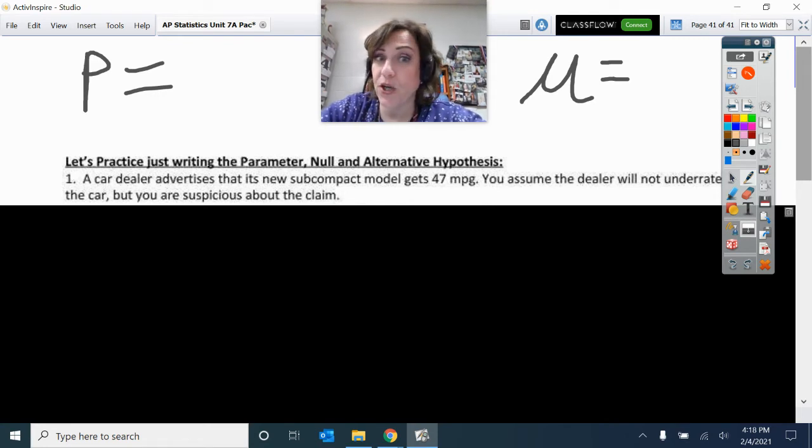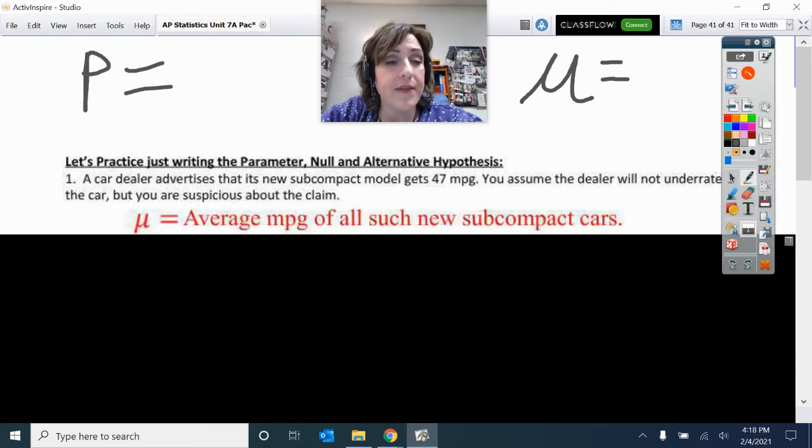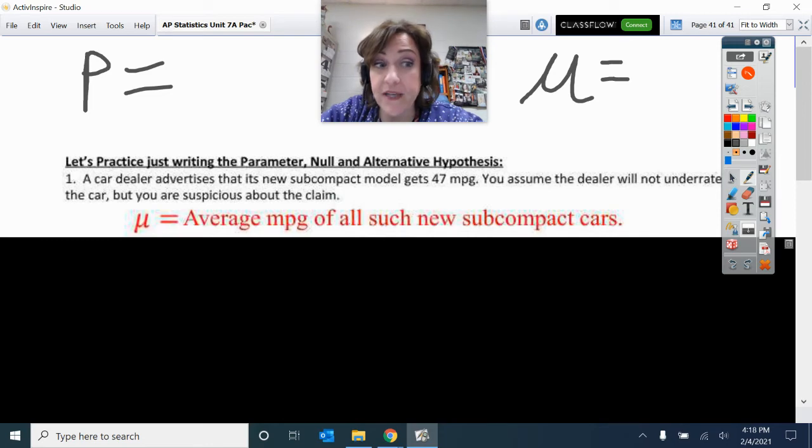It's about miles per gallon. Hopefully you can tell this is a mean problem because it's not a proportion. Proportions usually have a percentage. So I think it's a mean. Whenever we define our parameter and it starts with a mean, our first word is always average. So the average miles per gallon of what population? What are we going to be generalizing to? All such new compact cars. I use this word "such" to say it's these kinds, whichever kind we're talking about.